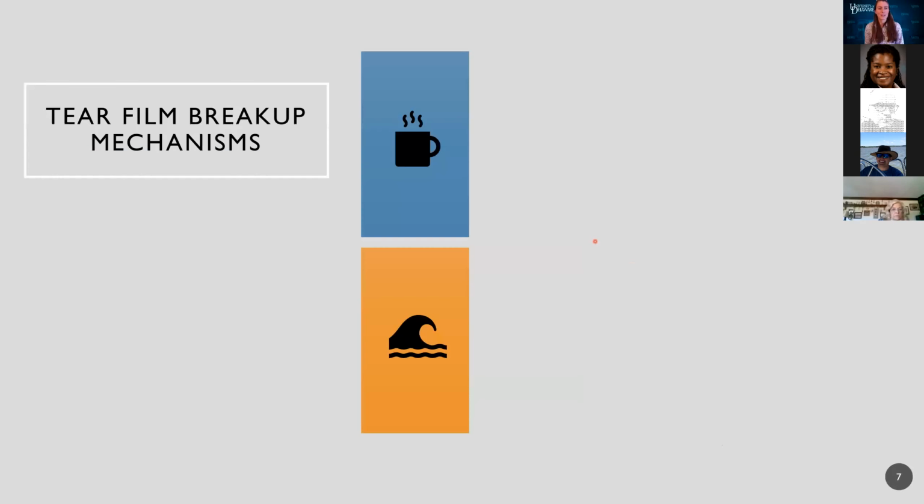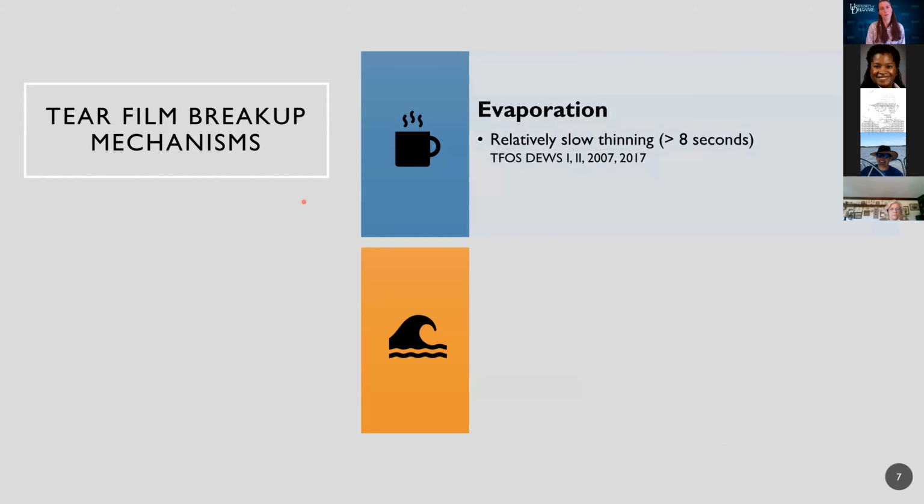So I just mentioned them. We're going to do a little bit more about them. So the first tear film breakup mechanism we're going to look at is evaporation. It occurs in a relatively slow time frame, so a breakup region would take over 8 seconds to form if evaporation is the mechanism causing it.